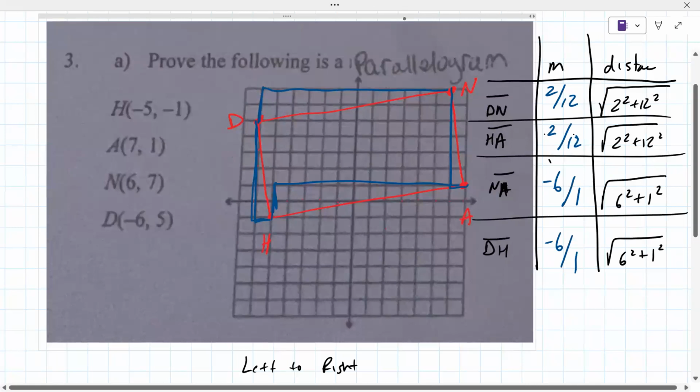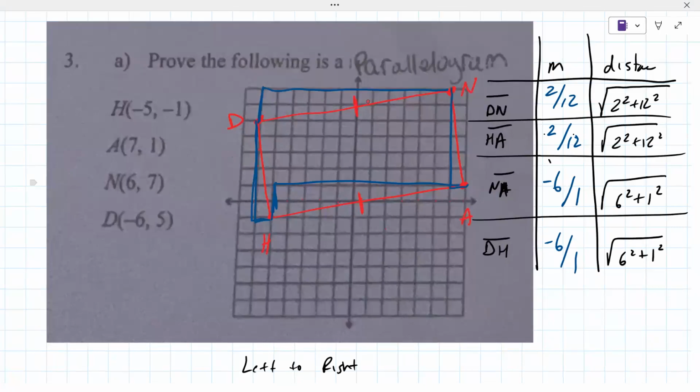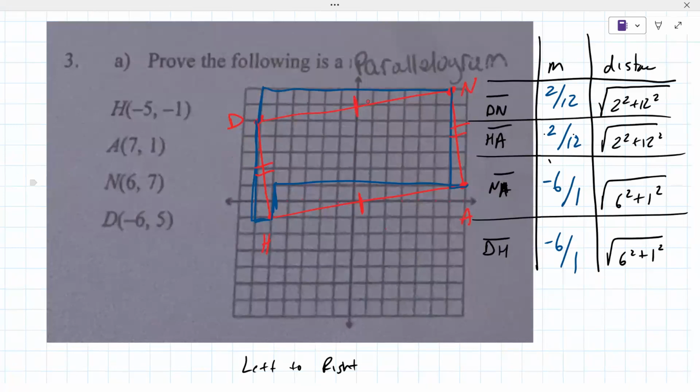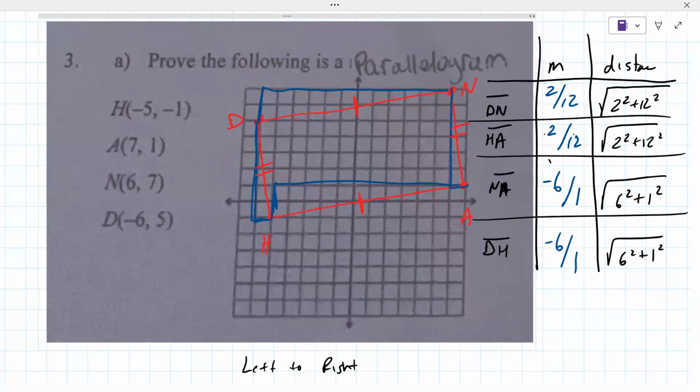What it also means is that the top is congruent to the bottom, and the left is congruent to the right. So that's what's required for a parallelogram: opposite sides are parallel and they're congruent.